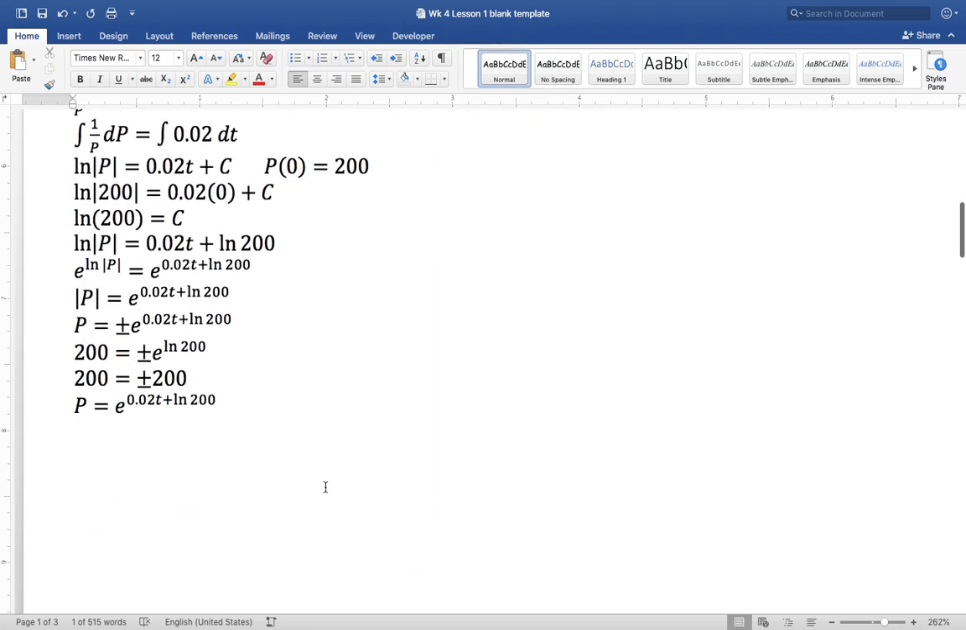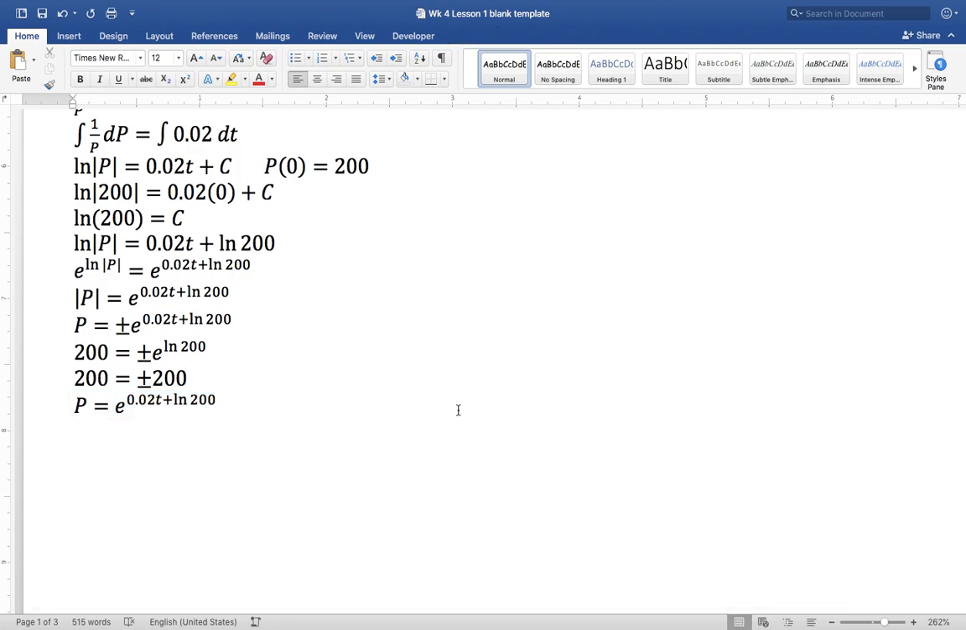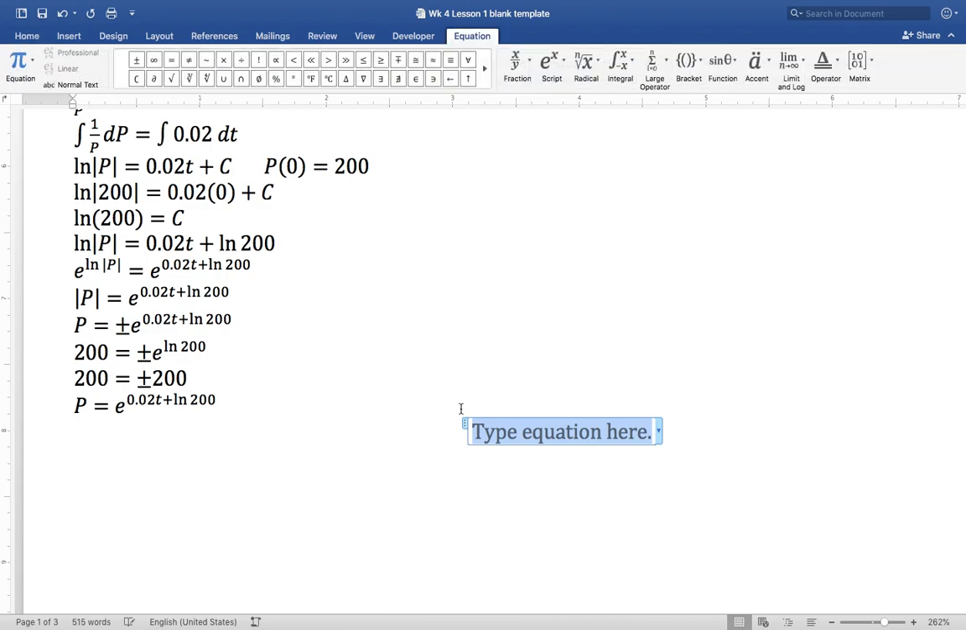But anyway, this is an answer. This is the solution of the differential equation. This function right here is the solution. However, it's not simplified. There is a way of simplifying this expression, which you probably haven't done since last year in pre-calc, but I'm going to remind you how it goes.